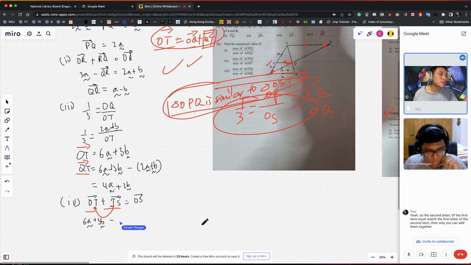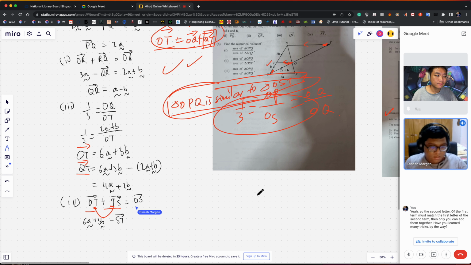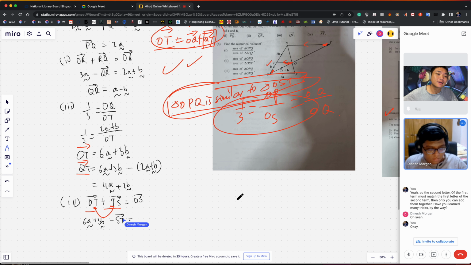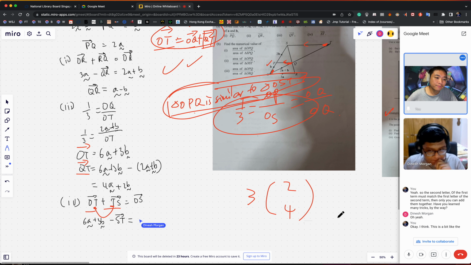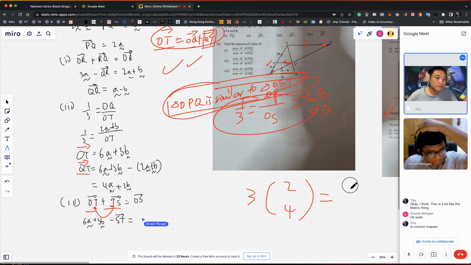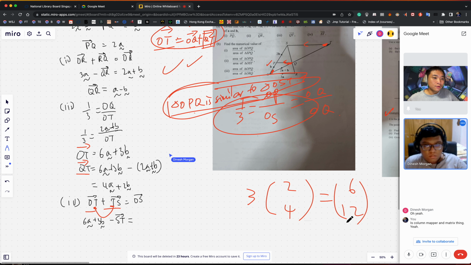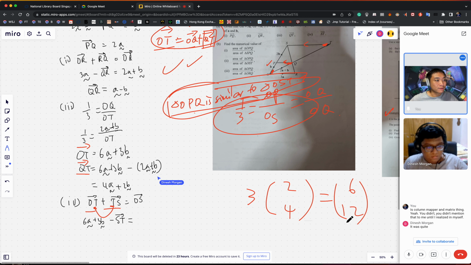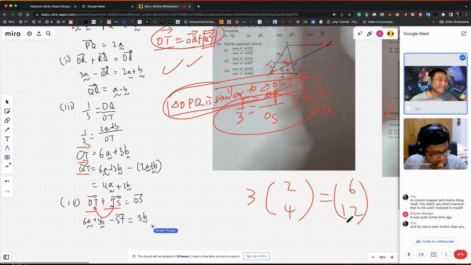Have you learned matrix, by the way? Yeah. Okay. I think this is a bit like the matrix thing. This column vector is kind of like the matrix thing. You didn't mention that to me until I realized it myself. It was quite some time ago. Sometimes for me, it's even further than you.